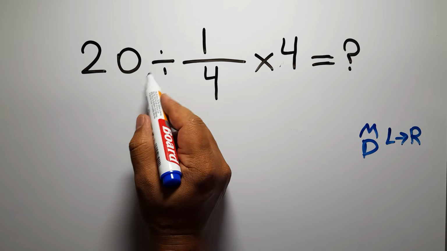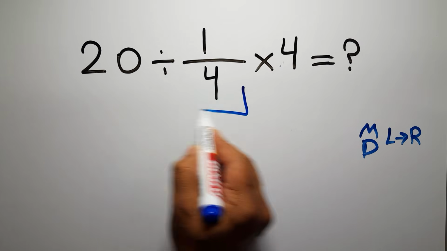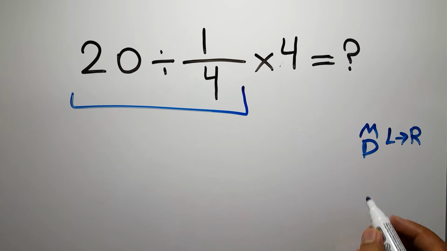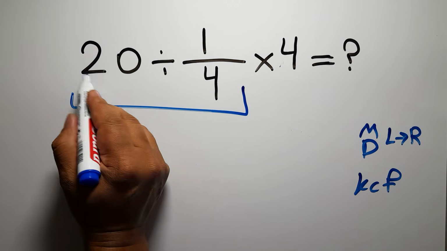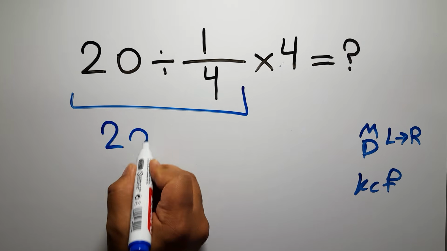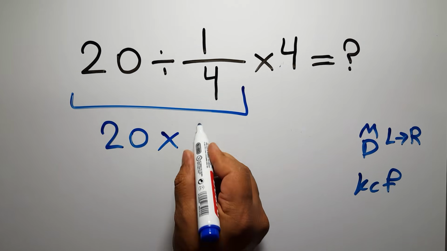Okay, so first we do this division. 20 divided by 1 over 4. According to the KCF rule, K stands for keep, C stands for change, and F stands for flip. We can write keep the first fraction, change division to multiplication, and flip the second fraction.